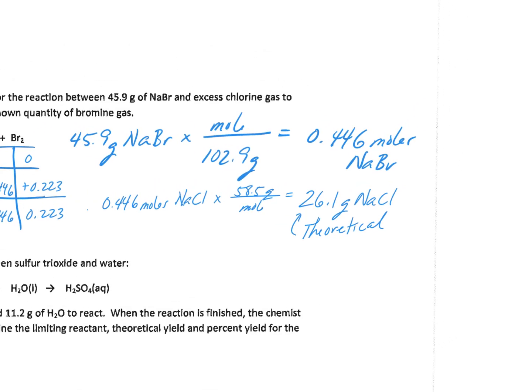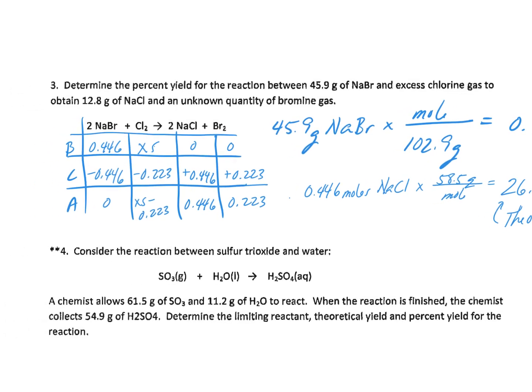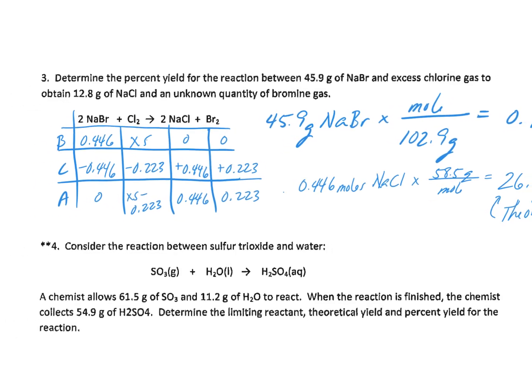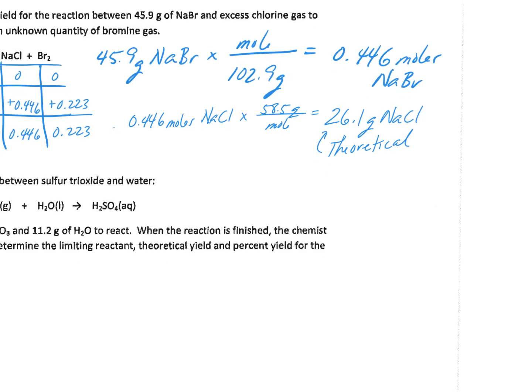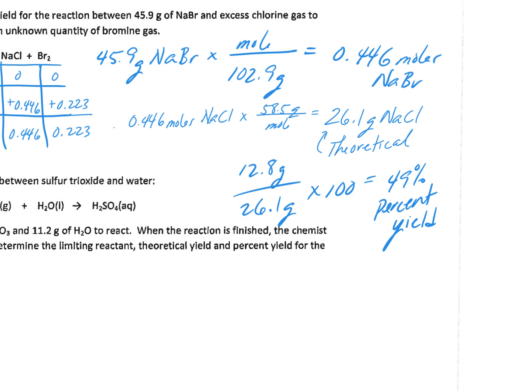How does that compare to the amount that we're being told that we actually made? We only made 12.8 grams of sodium chloride. So what's the theoretical yield? I misspoke there, by the way. We're trying to find percent yield. The theoretical amount that we should be able to make was 26.1 grams. We only made 12.8 grams. So that's a pretty dismal percent yield, honestly. That's less than 50% yield. But there you go. That is the answer to that problem.